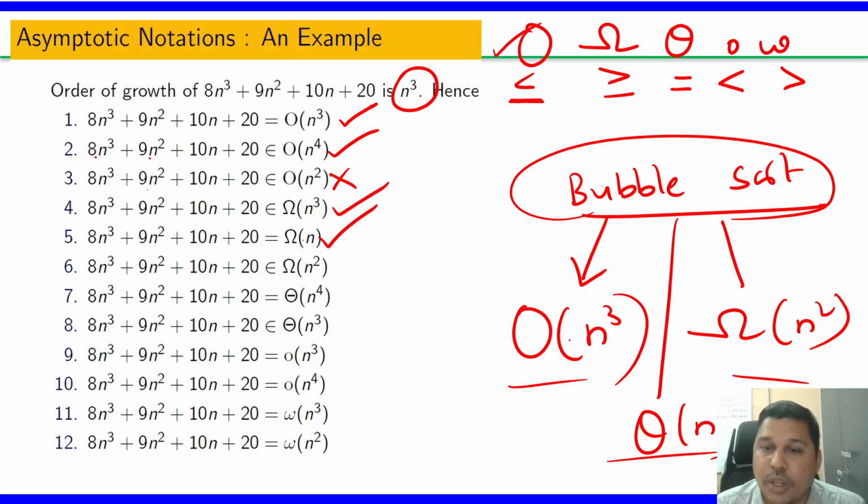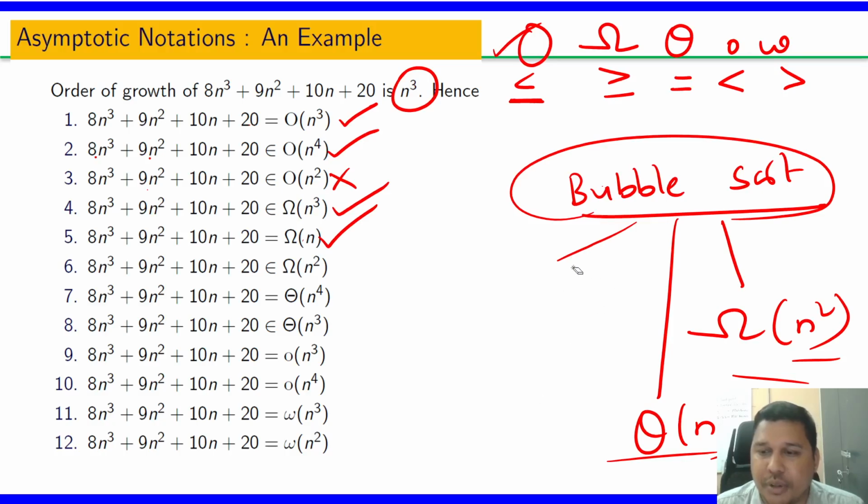Based on that you have to compare. Don't simply see n cube and n square and say this is best. No, I will teach you. There is just one more concept left. With that we will understand it fully.